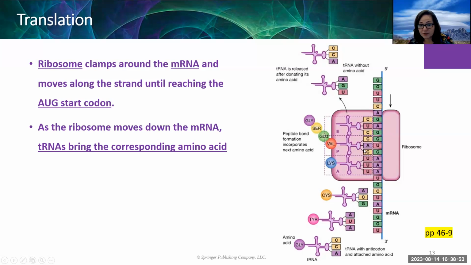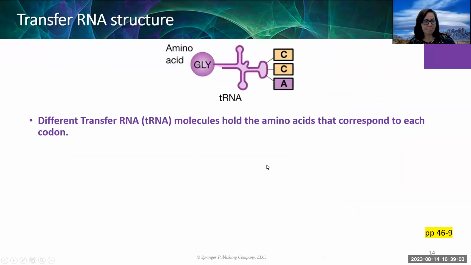Here's the interpreter, if you will, this transfer RNA. It reads the RNA on one side and it brings in the correct amino acid on the other side. All right, so different transfer RNAs, they're built differently and they hold on to a particular amino acid. Like I said, there's 20 of them.